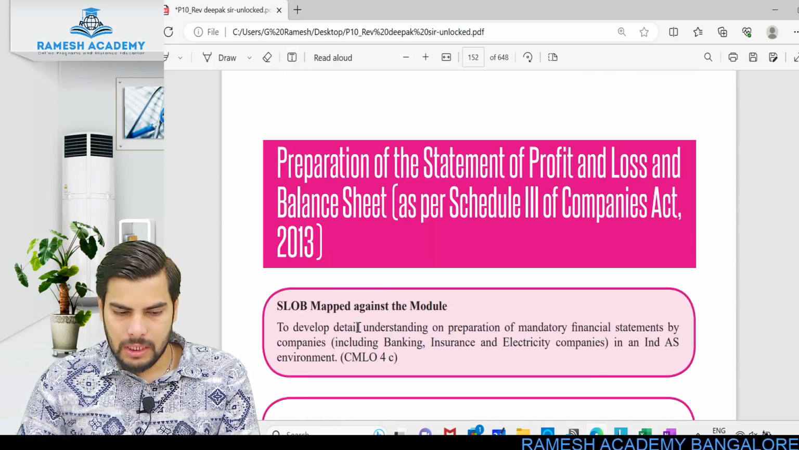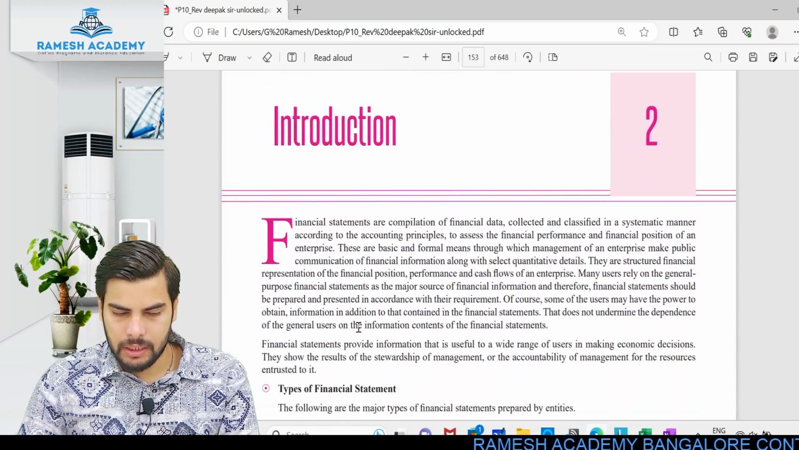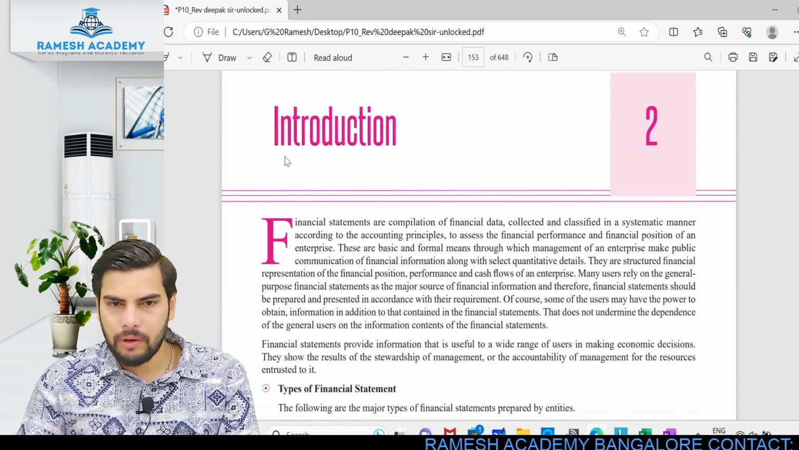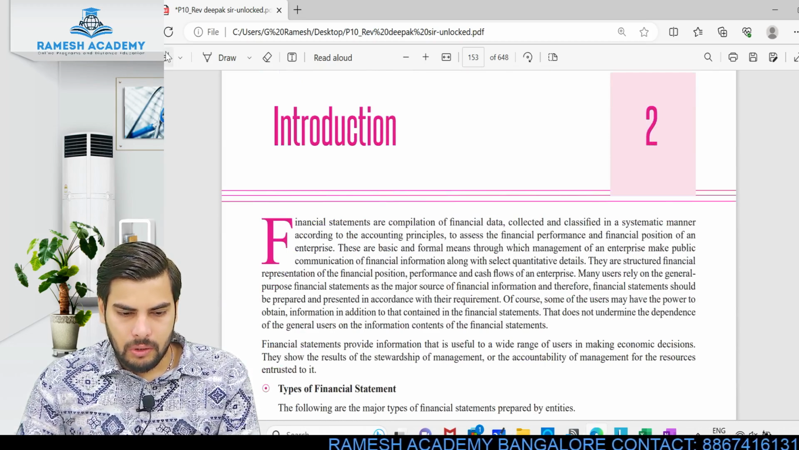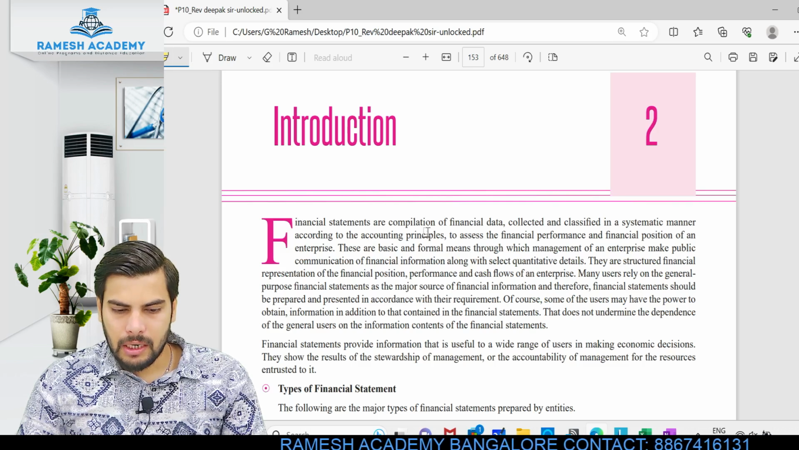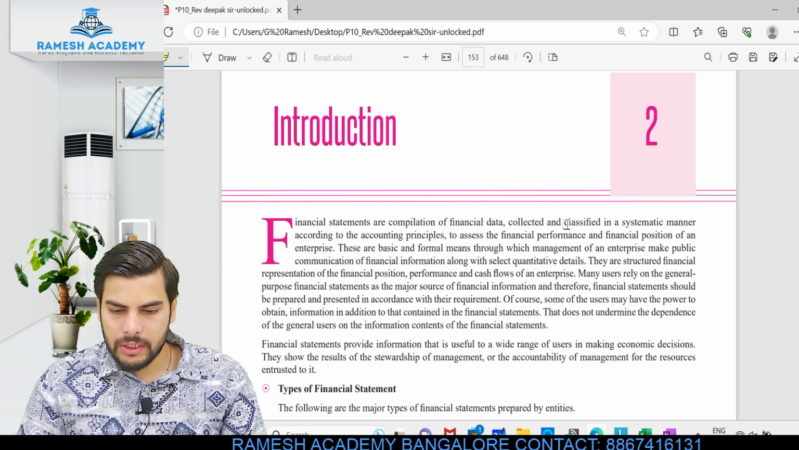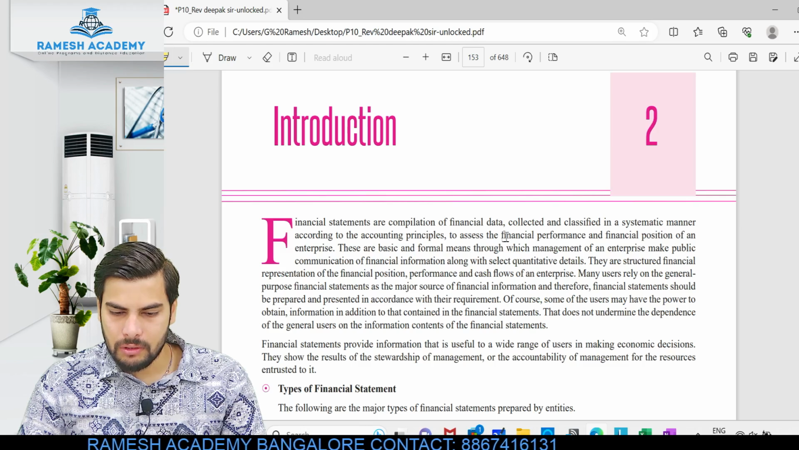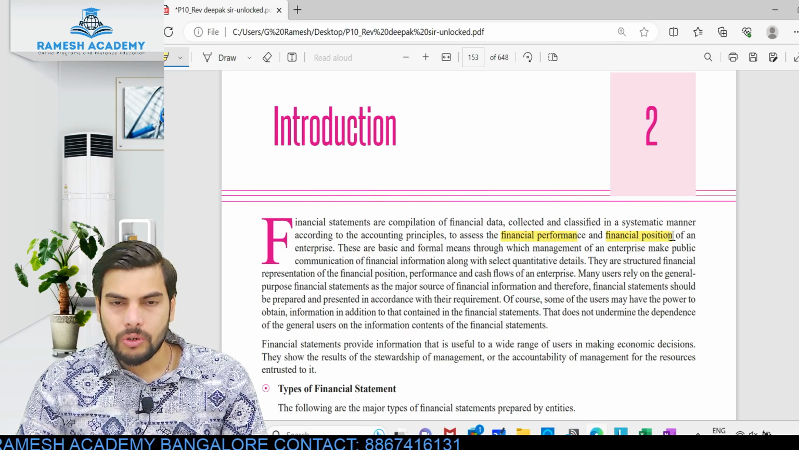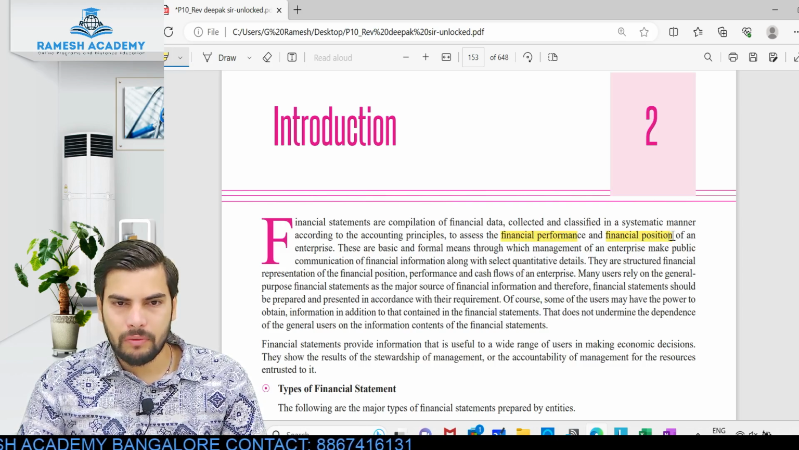So first thing is the introduction. They would have given you the introduction aspect. Let's quickly look into this. Look at this: financial statements are compilation of financial data collected and classified in a systematic manner according to accounting principles to assess the financial position. Look at this: financial performance and financial position. You should be thorough with the meaning of these two terms.